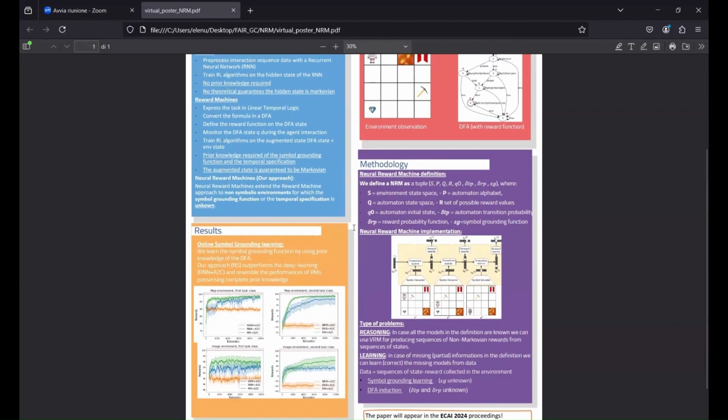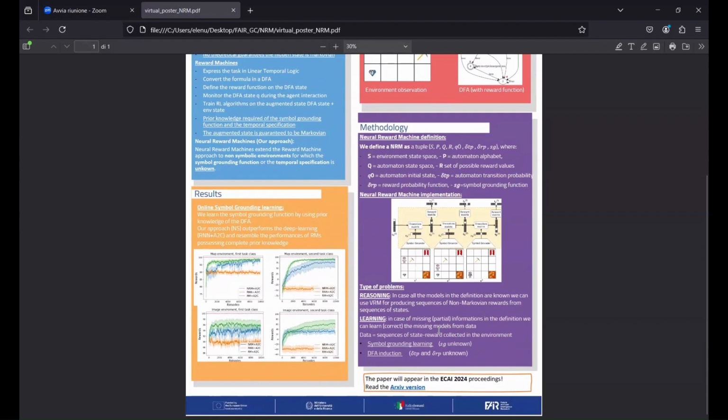So this is all from my side. This paper will appear in the IJCAI 2024 proceedings. So if you want to read the paper, you can find the preprint on arXiv.